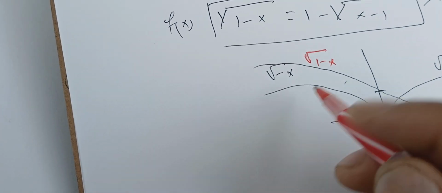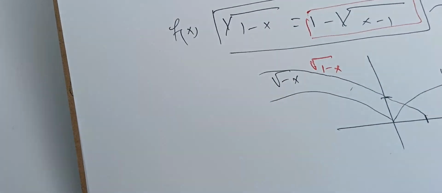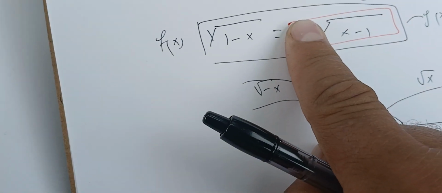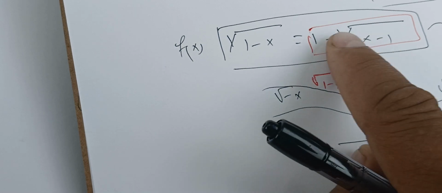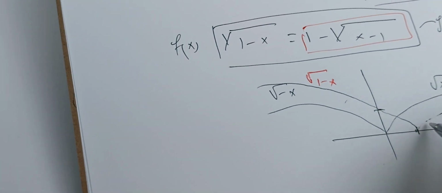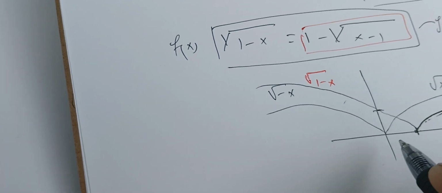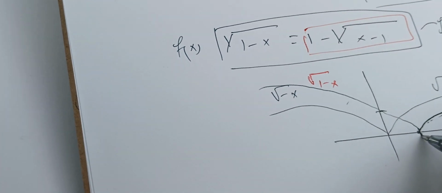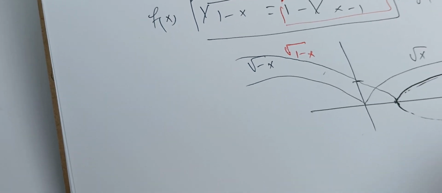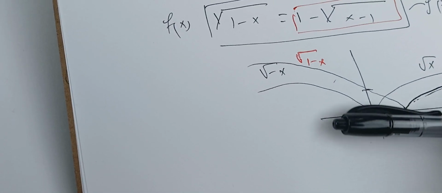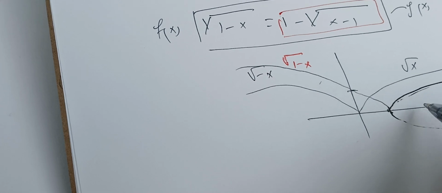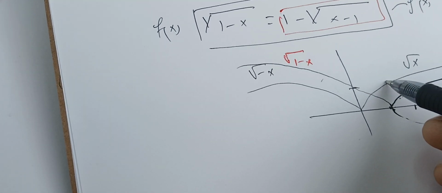The other function here, we're going to graph it. This part, square root of x minus 1, is just the square root of x shifted 1 unit. So it's here. But with the minus, this is minus square root of x minus 1. And when we add 1, we shift it up one more unit. So here, this is okay.